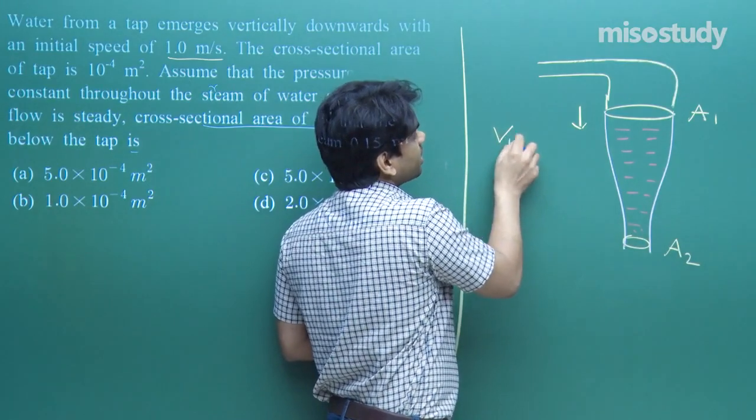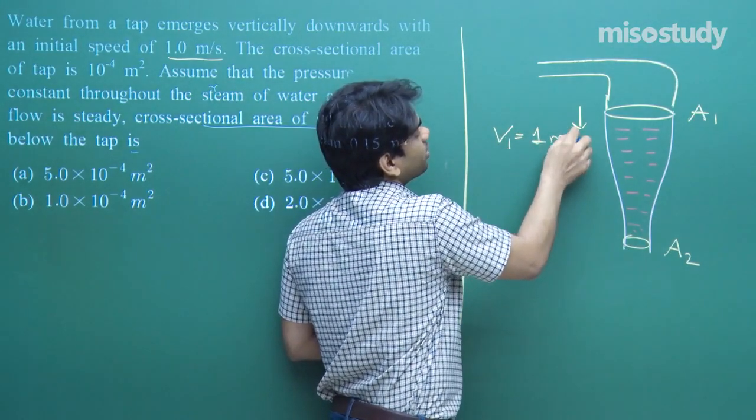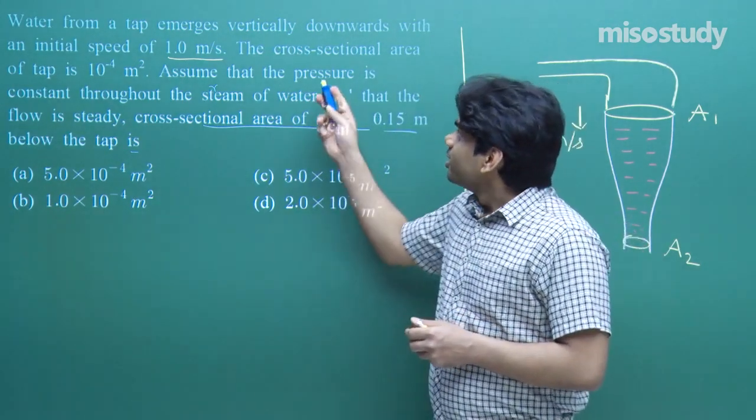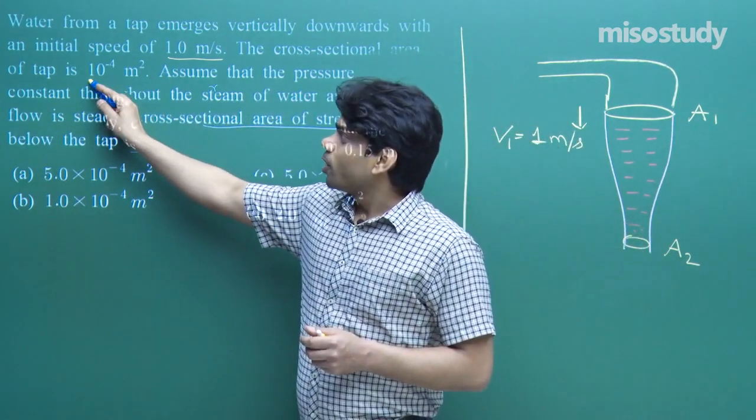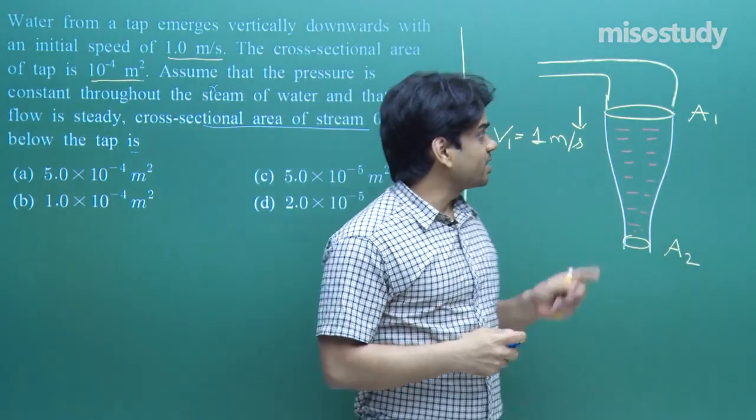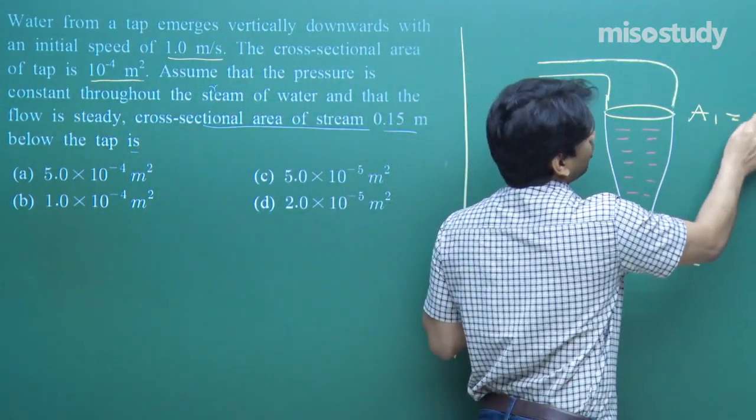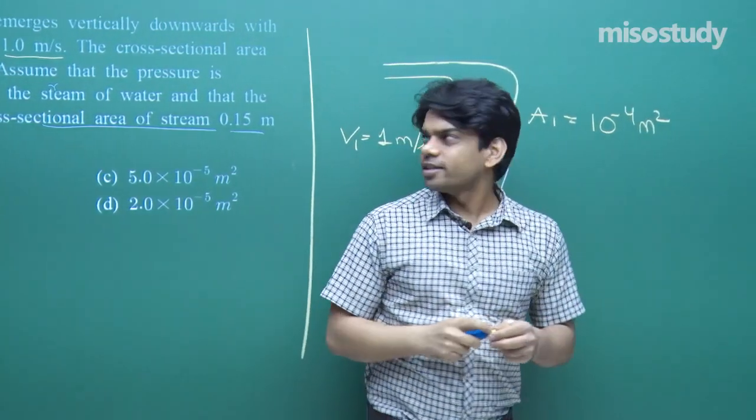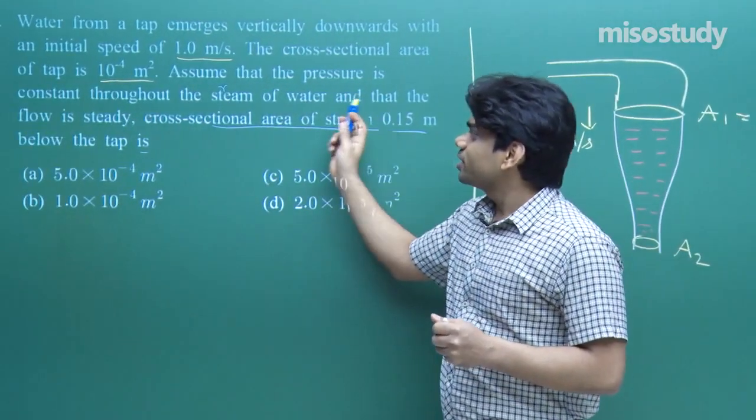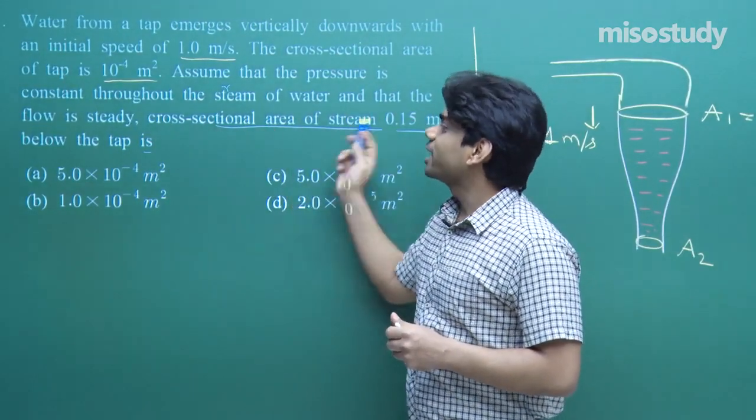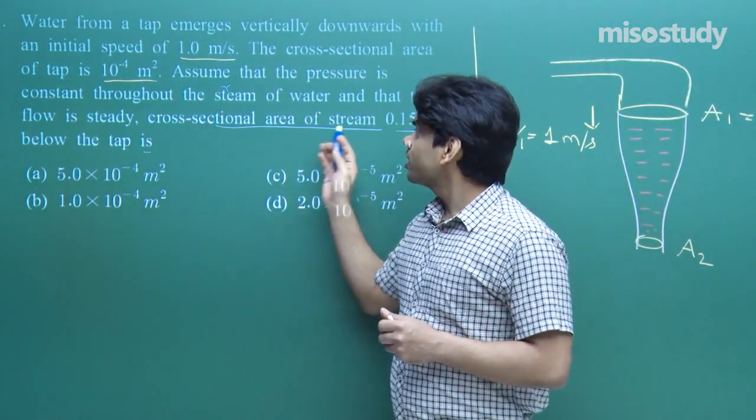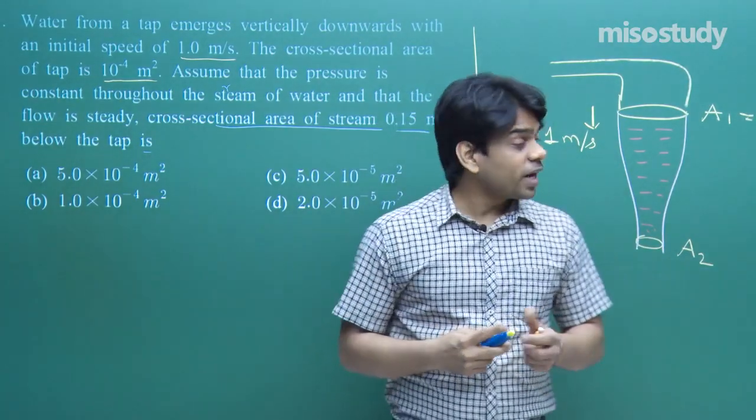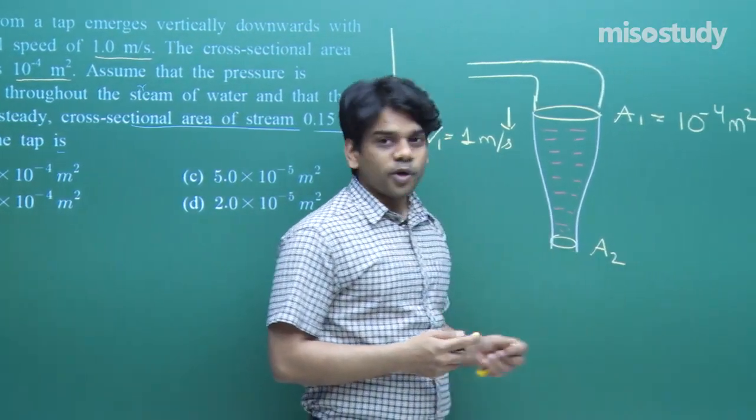So let me write this as V1 is equal to 1 meter per second. I hope that this would be clear to you all. The cross-sectional area of tap is 10 to the power minus 4 square meter. That is A1 that we have made here. This is 10 to the power minus 4 square meter. Next thing, try to see here. Assume that the pressure is constant throughout the stream of water and that the flow is steady. Cross-sectional area of stream 0.15 meter below the tap is. So we need to find out what is the cross-sectional area at this point.